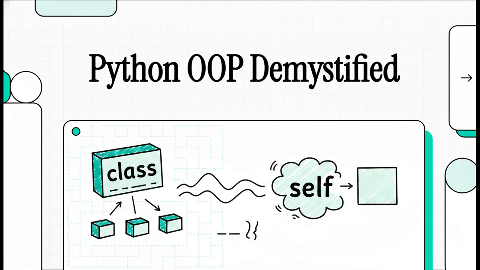Welcome to this explainer. Today we're going to completely demystify the core mechanics of Python's object-oriented programming, and we're going to finally make sense of exactly how instances are built. If you've ever stared at Python code and felt completely lost in a sea of underscores and the word self, you are in exactly the right place.